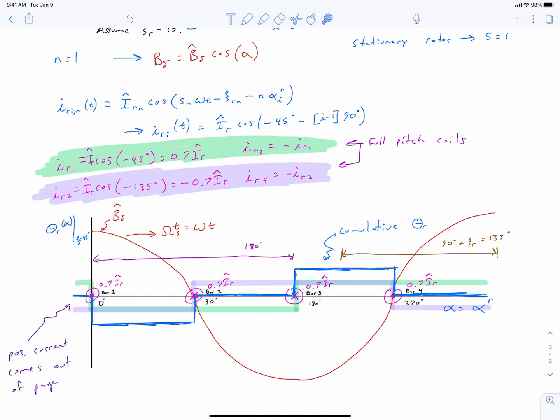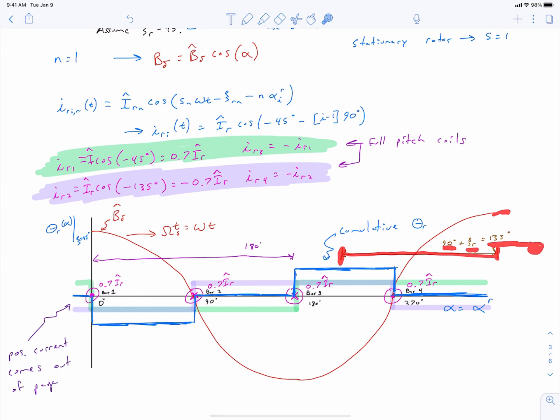And so if we do that, we end up with this blue plot. And so you can see, sure enough, if you look at this blue current linkage plot, it looks like a two-pole machine, and it will create a two-pole field. Interestingly, we can note that the current linkage fundamental appears to be lagging the fundamental of our magnetic field by 135 degrees, which is equal to 90 degrees plus our rotor impedance angle.